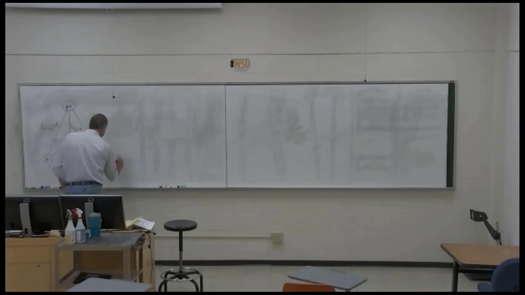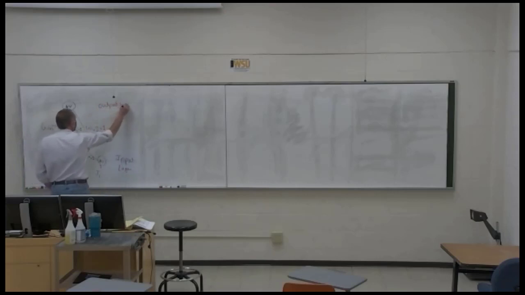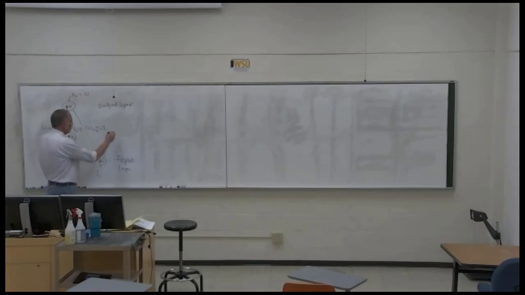So this is called the input layer, as the inputs come in. This is called the output layer, just like before, because the output of the network is going to be X4. And this is called the hidden layer. I think I mentioned that last time, because it's hidden from the input and the output.